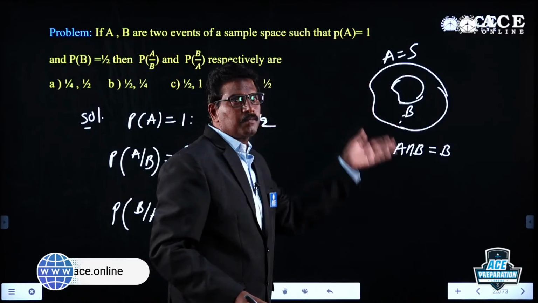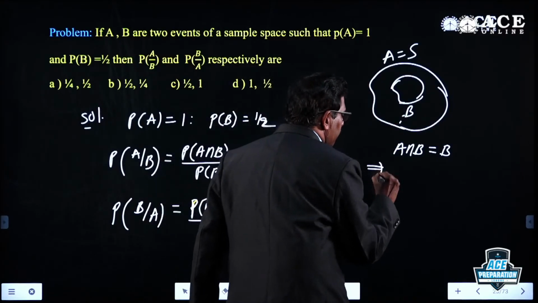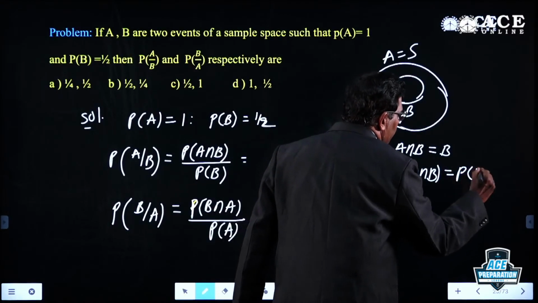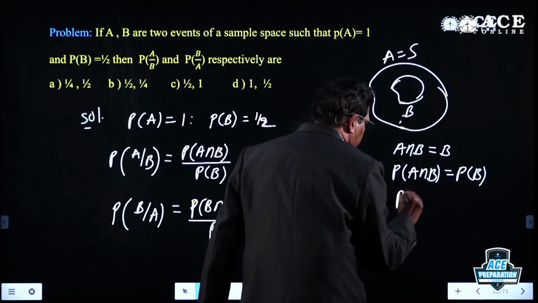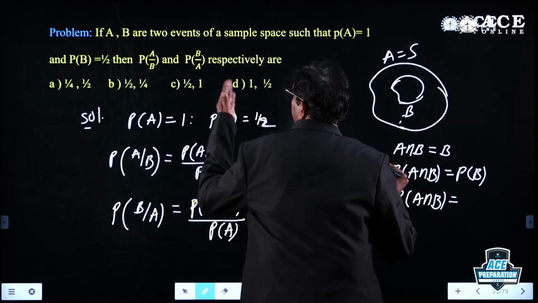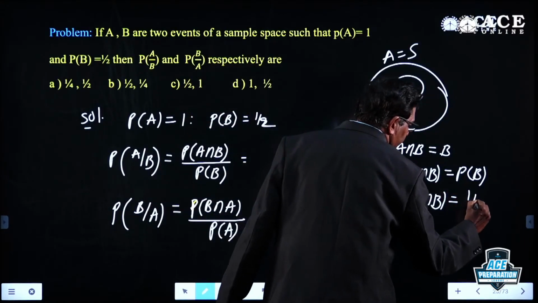Intersection is nothing but the common portion for both A and B. That is nothing but B only. So that implies what is P of A intersection B now? That is P of B. That implies P of A intersection B is nothing but P of B. What is P of B? P of B is given as 1 by 2.